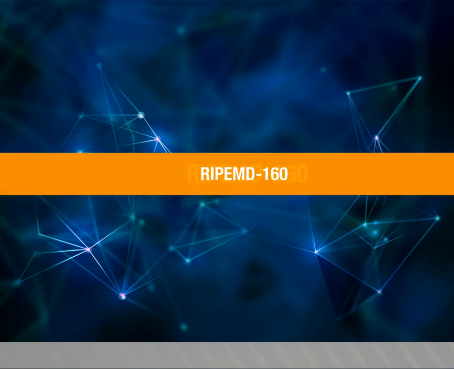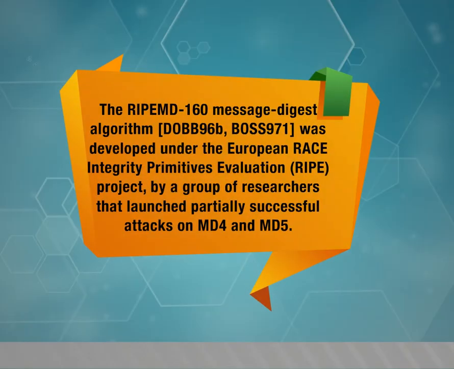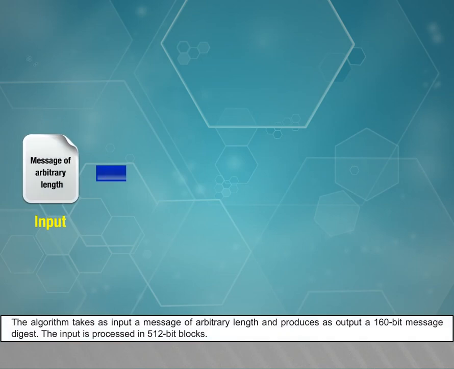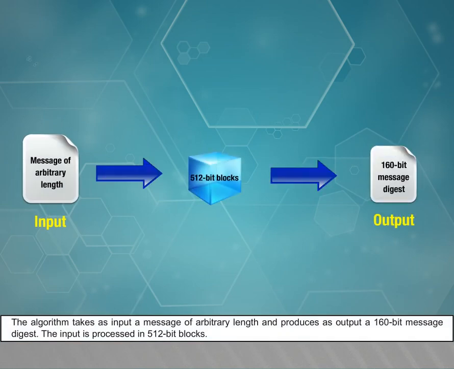RIPEMD-160. In this video, we are going to learn about RIPEMD-160. The RIPEMD-160 message digest algorithm was developed under the European RACE Integrity Primitives Evaluation (RIPE) project by a group of researchers that launched partially successful attacks on MD4 and MD5. The algorithm takes as input a message of arbitrary length and produces as output a 160-bit message digest. The input is processed in 512-bit blocks.